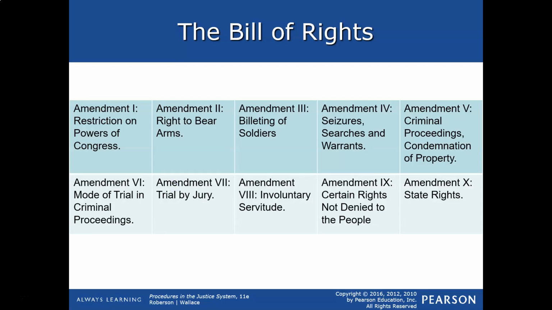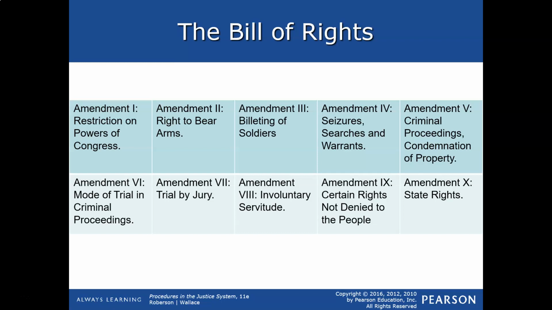Amendment 1, restrictions of the power, First Amendment rights, restriction on Congress. Amendment 2, right to bear arms. Amendment 3, billeting of soldiers, meaning people can't be forced to have soldiers living in their house during times of war. Amendment 4, my favorite, search and seizure. 5, I plead the fifth. You've heard that one before, right? You don't have to testify against yourself. 6th Amendment, it has to do with due process, sorry. 7th, trial by jury, and all these are in your book. 8th, involuntary servitude, and 8th Amendment, you think about cruel and unusual punishment. 9th, certain rights not denied to the people, and 10th, state rights.